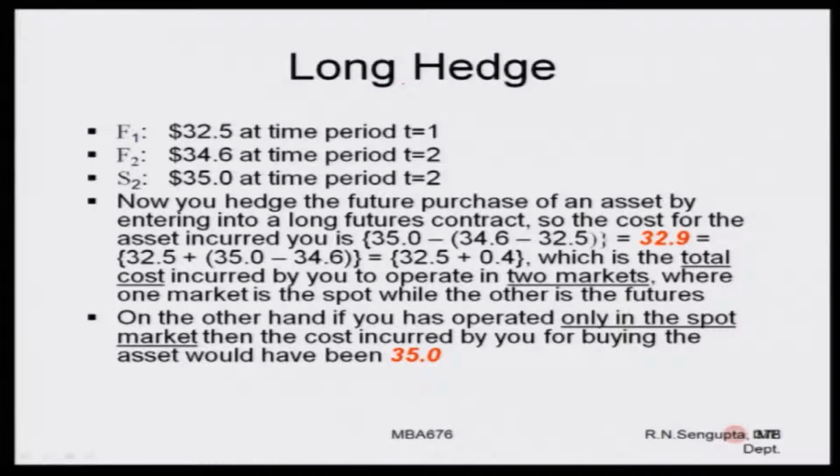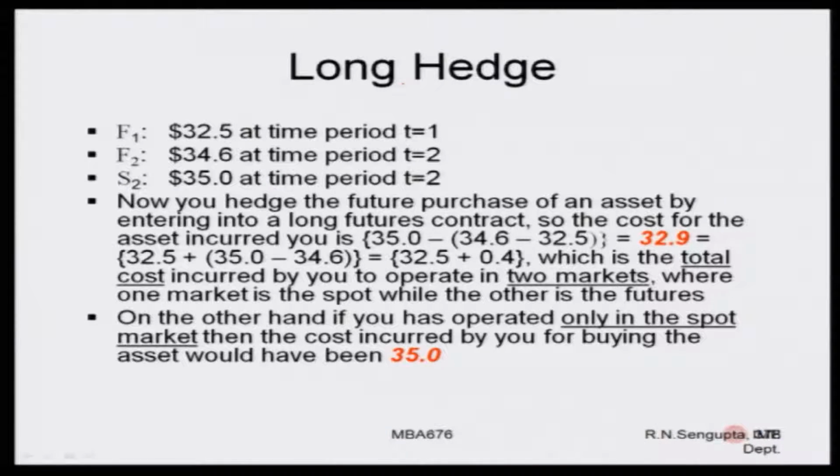So, the long hedge for this example you are considering F1 is 32.5 at time t is equal to T1, F2 is equal to 34.6 at the time period is equal to T2, and S2 the spot is 35.0 at time t is equal to 2. Now, you hedge the future position of an asset by entering into a long futures contract. So, the cost for the asset incurred by you is 35 you have paid minus of the difference of the futures or the forward price which is there.